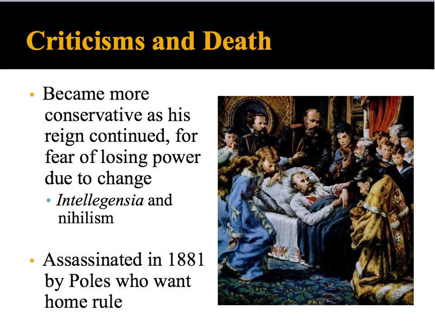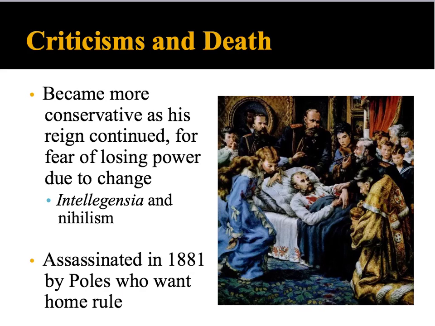Anyway, Alexander, as he's making changes, is also having to control, I guess, his Russian Empire. Now, it's not maybe the problem that the Austrians have in controlling their empire, but there's this place called Poland where you have Poles who want their own country. Doesn't exist in 1881. And these Poles want home rule. They want the ability to rule themselves.